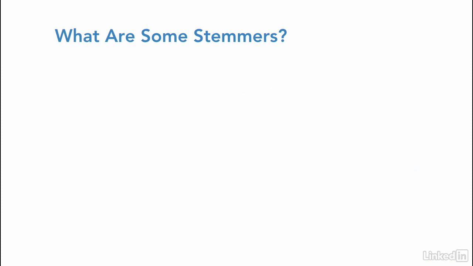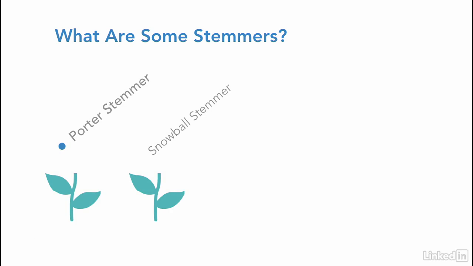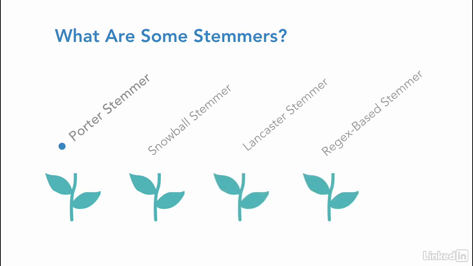There are a number of different types of stemmers that use various algorithms and methods to generate the stemmed version of words. A few that are included in the NLTK package are the Porter stemmer, the Snowball stemmer, the Lancaster stemmer, and a regex-based stemmer. We'll be focusing this lesson on the most popular stemmer in this list, the Porter stemmer. We'll learn how to use the Porter stemmer in the next lesson.